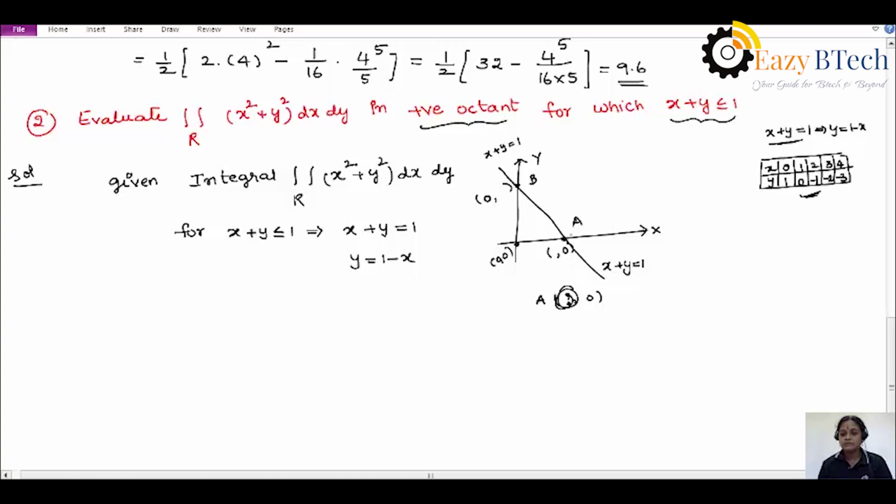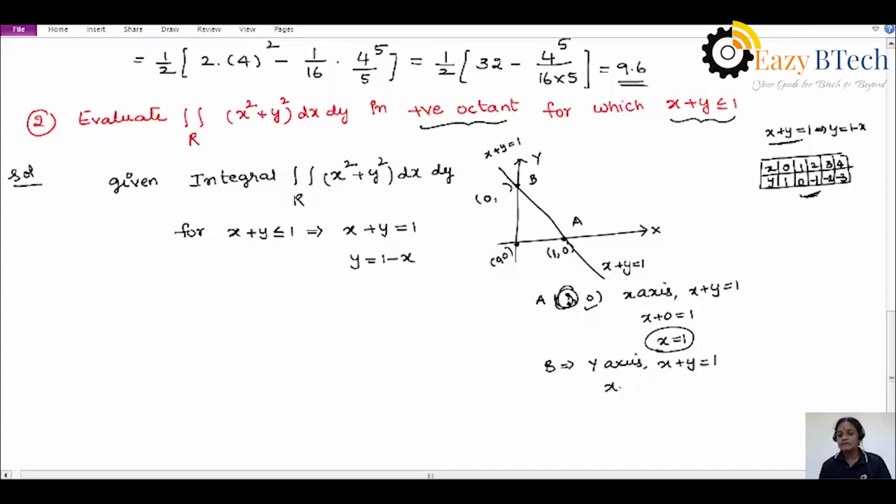See here, this point is the intersection of the x-axis and the line. The line is x plus y is equal to 1. We know that the value of y is 0 here. Then substitute the value y equal to 0, and you will get the value of x as 1 here. Okay, and also for point B, you will get it by intersecting the y-axis and the line, that is x plus y is equal to 1.